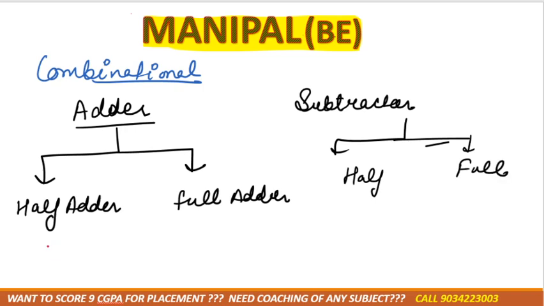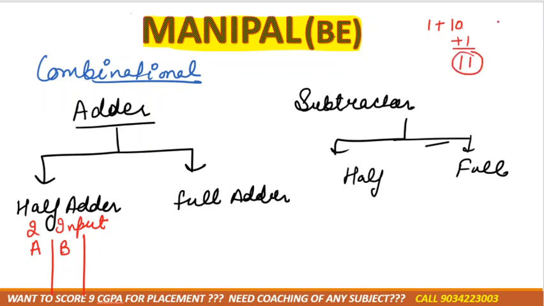Now half adder means it will include two inputs. Two inputs means we'll have A and B, got it? Now if we add something like 1 plus 10, how much is it? 10 plus 1 is how much? 0 plus 1 is 1, right? Then 1. So we'll get the sum, correct?